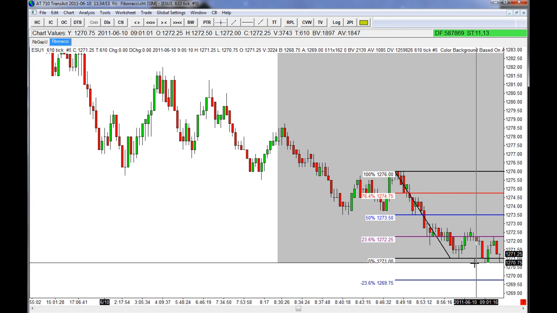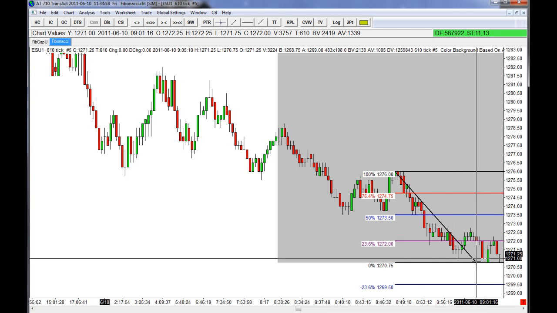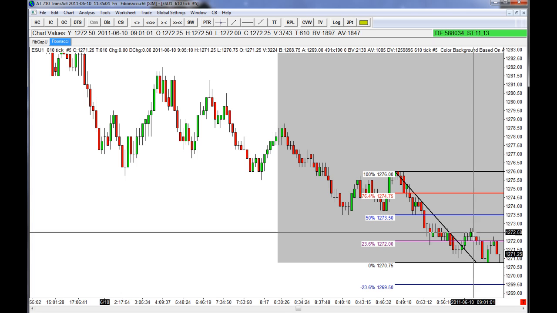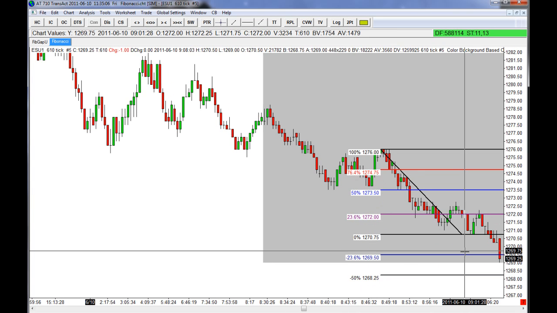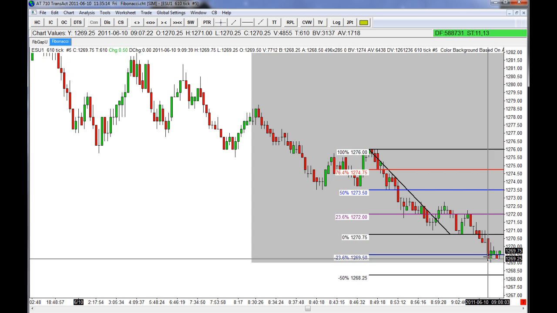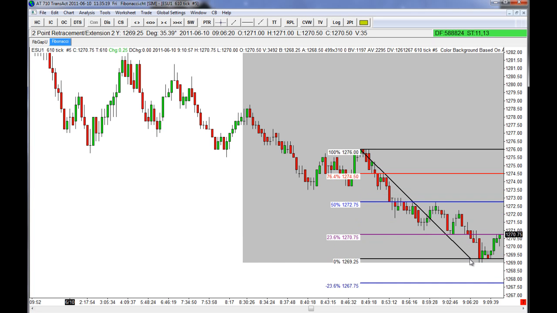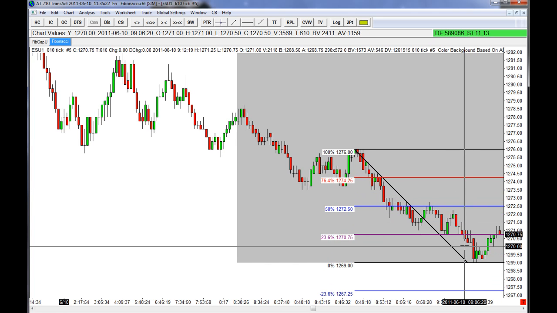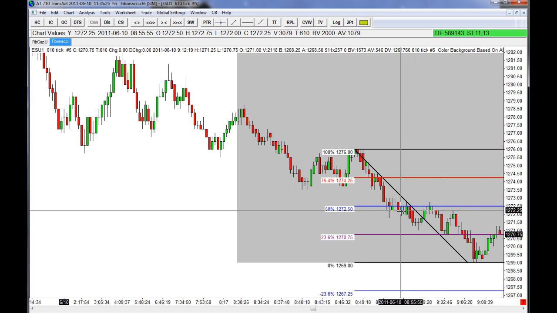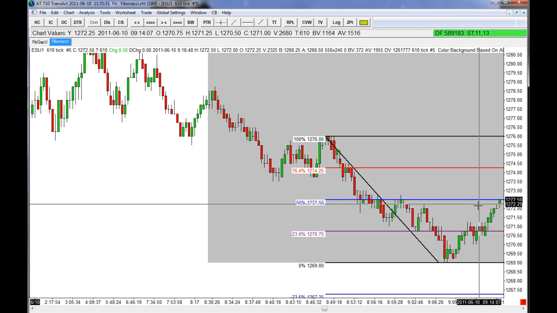Price then broke the 0% level, retraced back to 23.6. So I moved the 0% line, kept my order there, just adjusted for the increased distance for the take profit. As you can see, it went back and broke the 0% line, negative 23.6 back to 0. So I again moved my line, replaced my order at 1272.25. This time I did get filled right there.